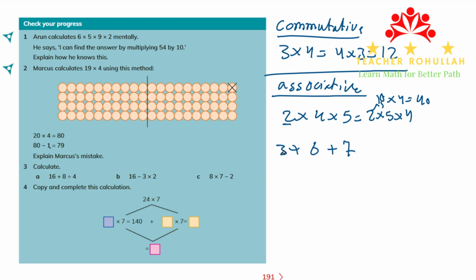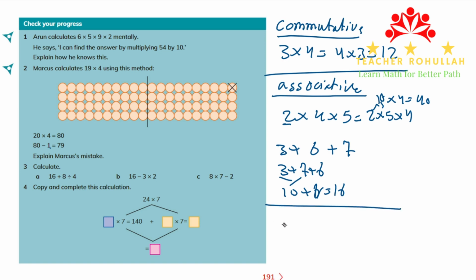Over here, we have 3 plus 6 plus 7. If we change the grouping, we can add to the nearest multiple of 10. Suppose we make it this way: 3 plus 7 plus 6. Now 3 plus 7 is 10, and 10 plus 6 is equal to 16. This associative law makes our work much easier.